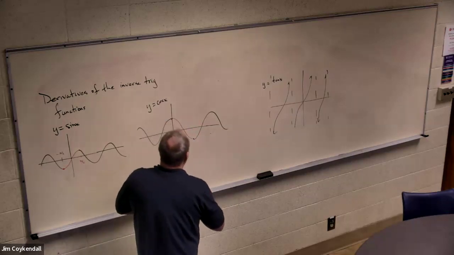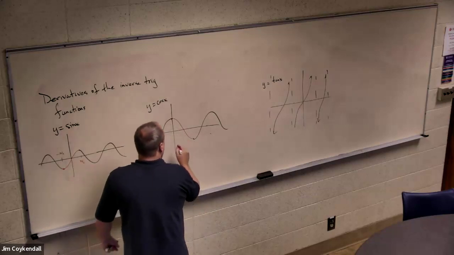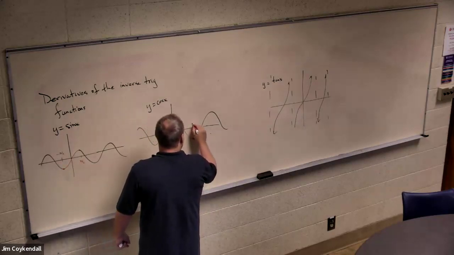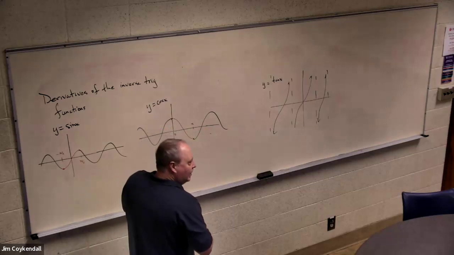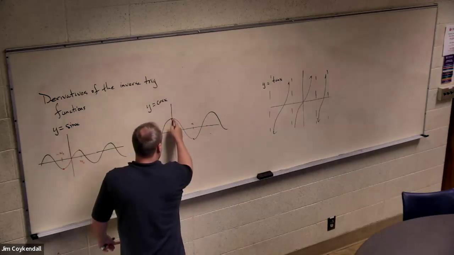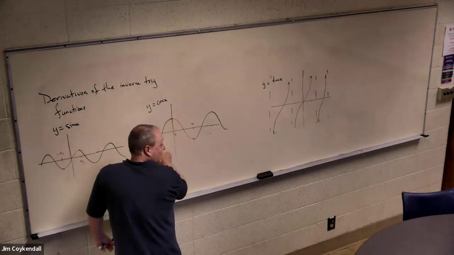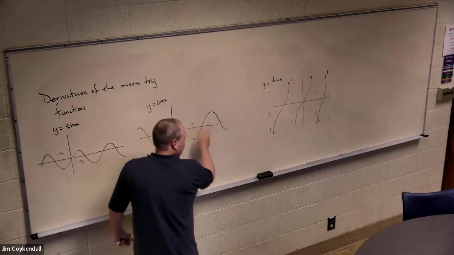Notice if we know cosine on this interval from 0 to pi, then we know it everywhere, right? Because for example, this bit right here is just this thing reflected back over the y-axis.